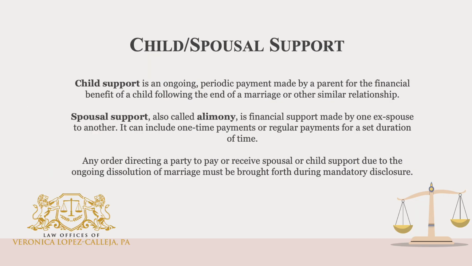The final component is child or spousal support. Child support is an ongoing periodic payment made by a parent for the financial benefit of a child following the end of a marriage or other similar relationship. Spousal support, also called alimony, is a financial support made by one ex-spouse to another. It can include one-time payments or regular payments for a set duration of time. Any order directing a party to pay or receive spousal or child support due to the ongoing dissolution of marriage must be brought forth during mandatory disclosure.